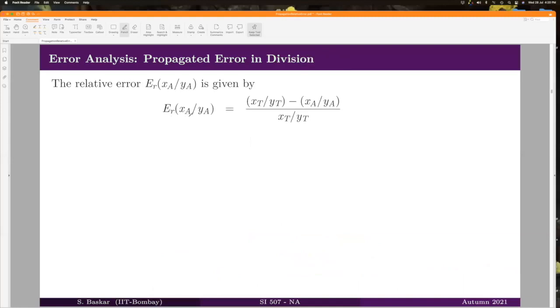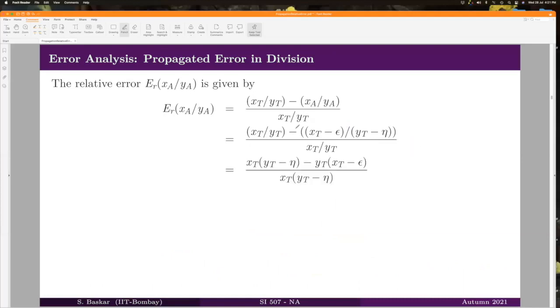The relative error in xa divided by ya when compared to xt by yt is given by this expression by definition, and when you eliminate xa and ya, we get this expression. Now you can simplify this expression to get this form, and that further can be written like this. So this can be written as yt divided by yt minus eta into epsilon by xt, which is nothing but the relative error in xa.